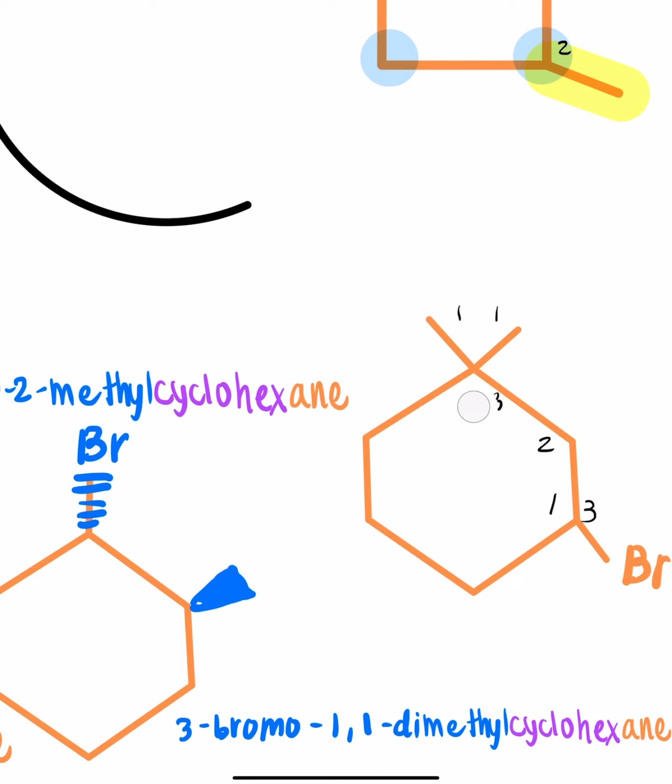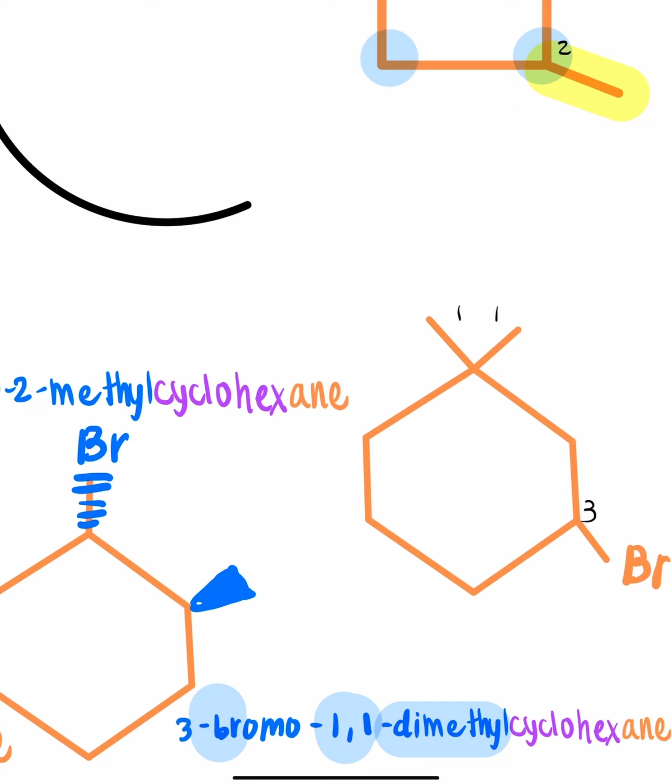Now, when you are doing the actual name, bromine is going to come first. And so bromine, because it begins with a B, like I told you before, it's going to be 3 bromo, 1, 1. And yes, you cannot just put 1 dimethyl. No, you have to write 1, 1 dimethyl, because you have 2 methyl groups, cyclohexane.